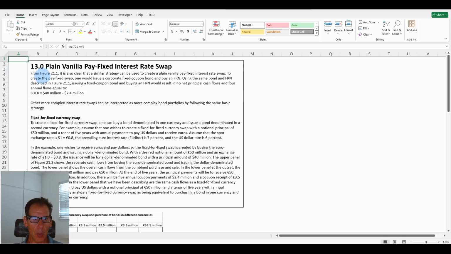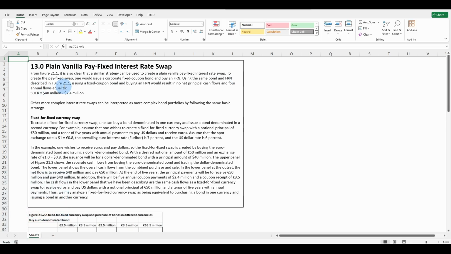Figure 21.1 is also clear that a similar strategy can be used to create a plain vanilla pay fixed interest rate swap. To create the pay fixed swap, one would issue a corporate fixed coupon bond and buy an FRN. Using the same bond and FRN described in 21.1, issuing a fixed coupon bond and buying an FRN will result in no net principal cash flows, and our 4 annual flows equal to SOFR times 40 million minus 2.4 million. Other more complex interest rate swaps can be interpreted as more complex bond portfolios by following the same basic strategy.